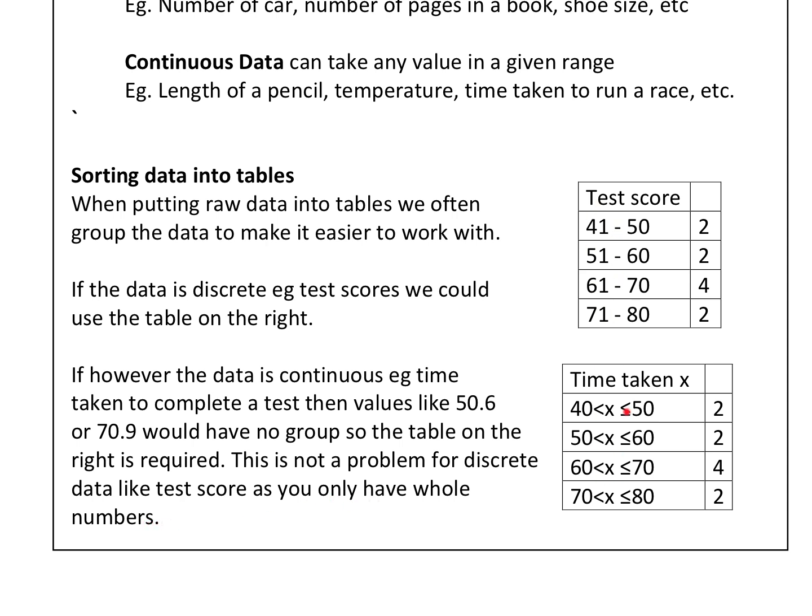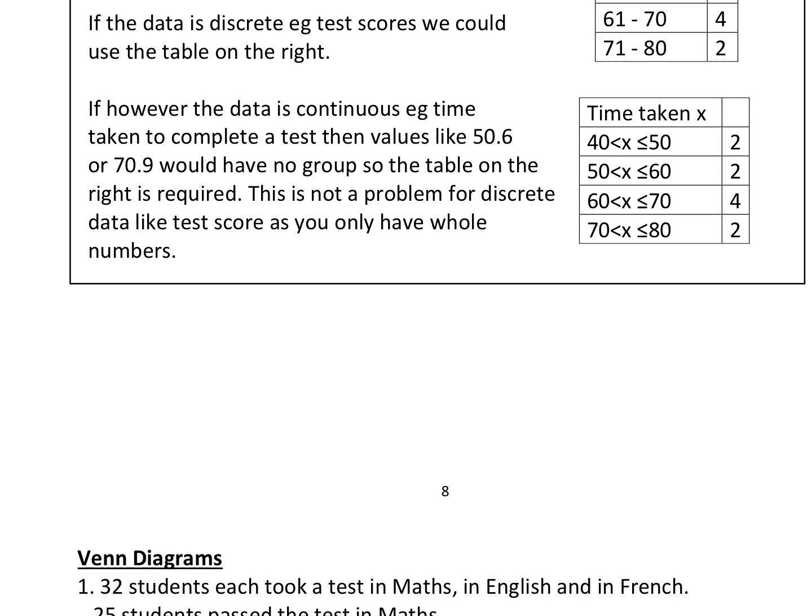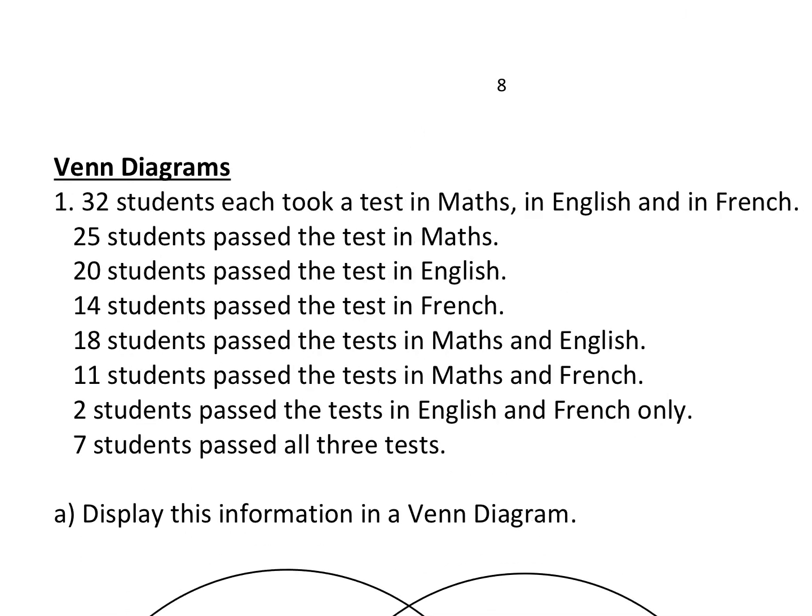If it's continuous, you're going to have to use a more complicated one, where you've got 40, anything bigger than 40, up to and including 50. And the next group is anything bigger than 50 up to and including 60, and so on. So 50.6 would go in here, and 70.9 would go in here. So that is the types of data we have, and also then how we would construct tables to enter the data. We'll now look at Venn diagrams.